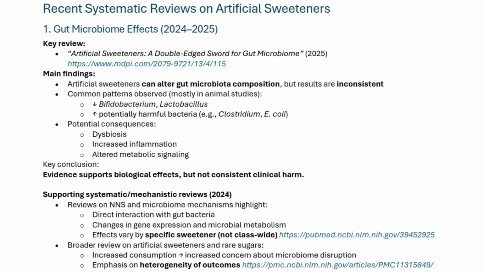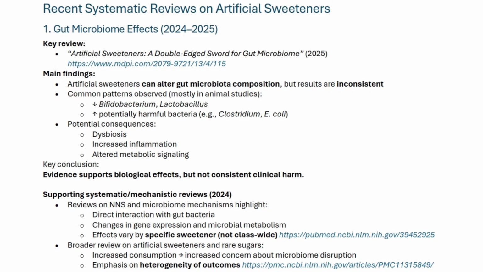Recent systematic reviews on artificial sweeteners have highlighted their complex effects on the gut microbiome. A key review titled Artificial Sweeteners, a Double-Edged Sword for Gut Microbiome indicates that while artificial sweeteners can alter gut microbiota composition, the results are inconsistent across studies. Common patterns observed, particularly in animal studies, include a decrease in beneficial bacteria such as Bifidobacterium and Lactobacillus, alongside an increase in potentially harmful bacteria like Clostridium and E. coli. These changes may lead to dysbiosis, increased inflammation, and altered metabolic signaling. However, the evidence suggests biological effects without consistent clinical harm.